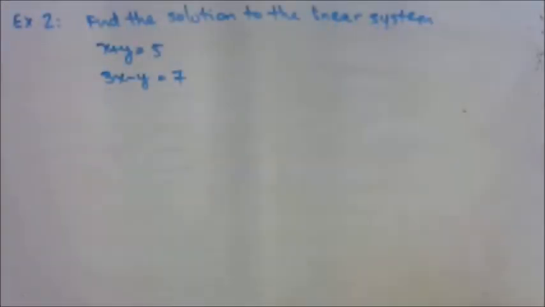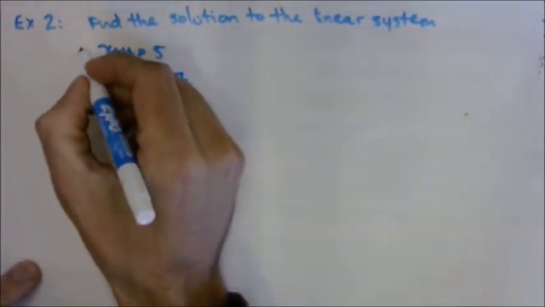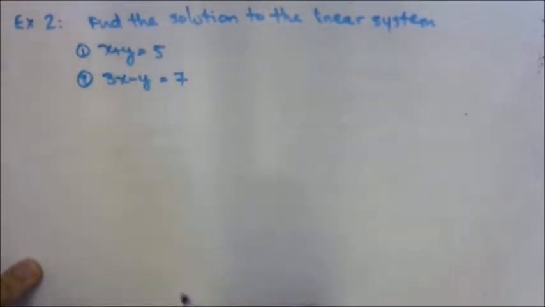Okay, example 2. Find the solution to the linear system. Remember, a linear system is a group of 2 lines or more. And to solve it, to find the solution, means to find the point of intersection. So we've been given our 2 lines, and we're going to use the method of substitution. So the first thing we have to do is label both of our equations. 2 lines. Okay, we don't know what they look like. It doesn't matter that we know what they look like. We know that they're going to intersect.